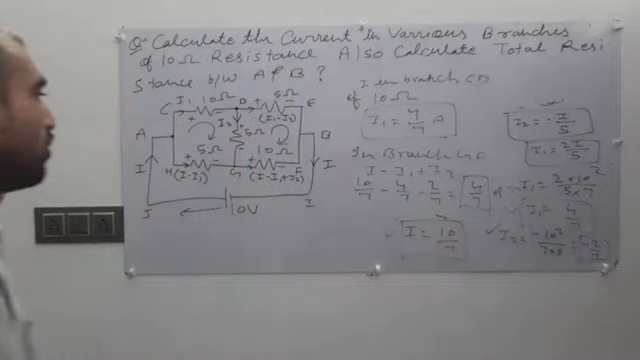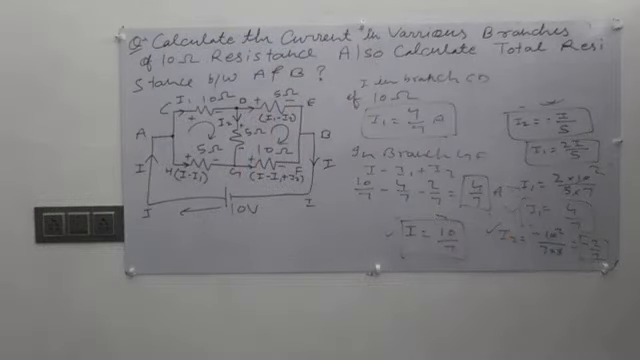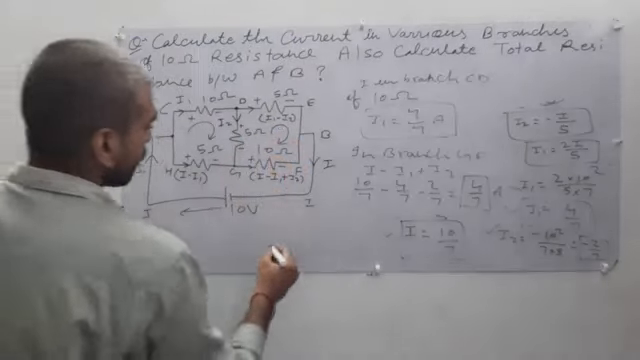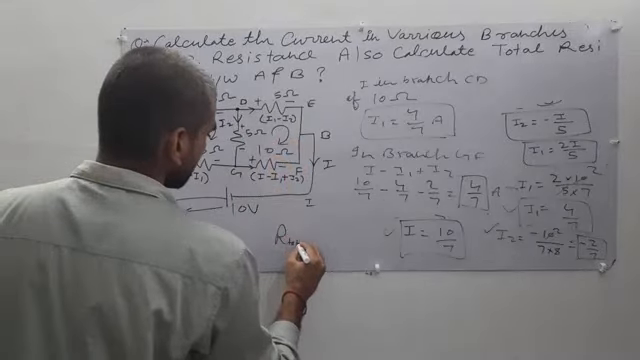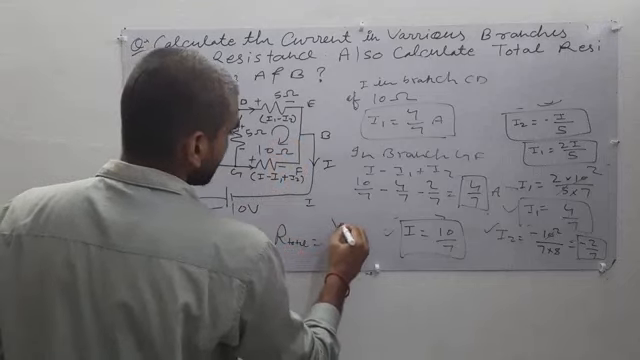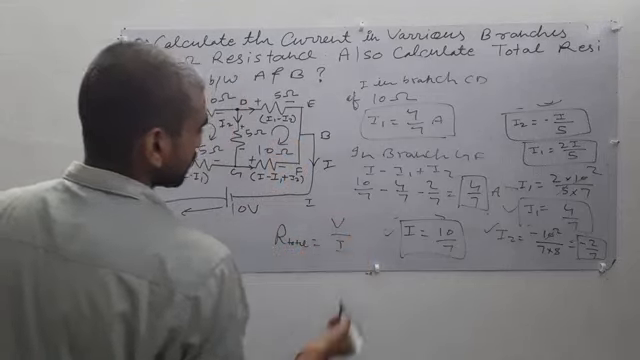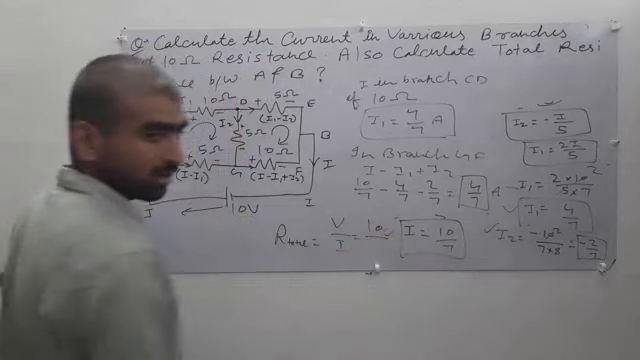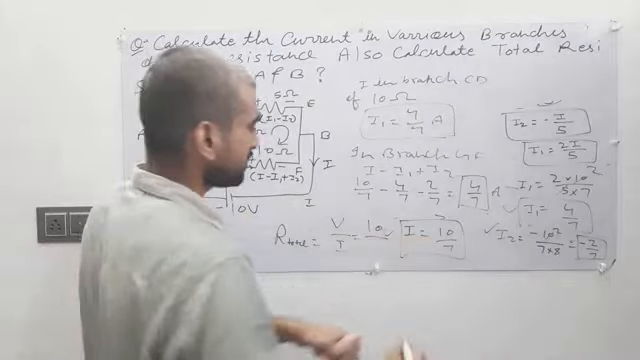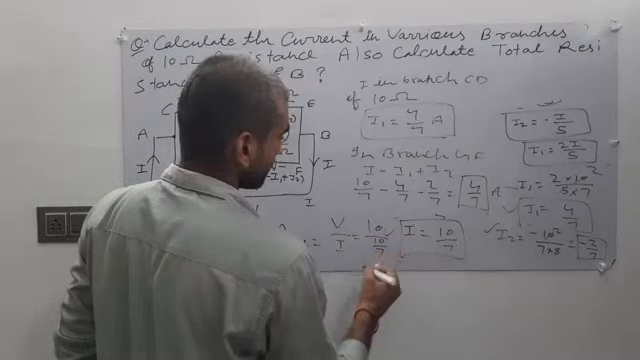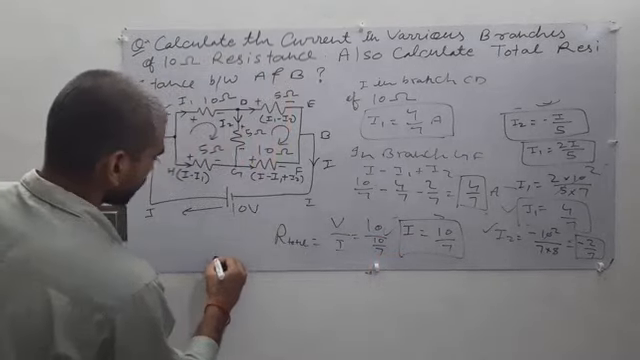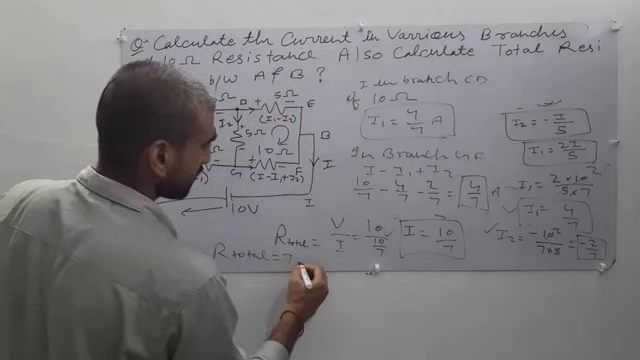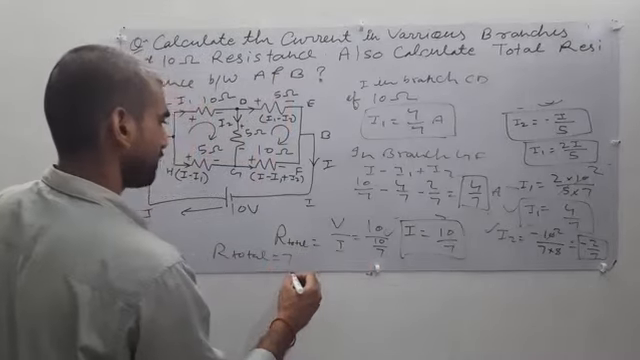Now, what is the total resistance between A and B? Total resistance is total voltage upon total current. Total voltage is 10 volt and total current is 10 upon 7. That means our total resistance is 7 ohm.